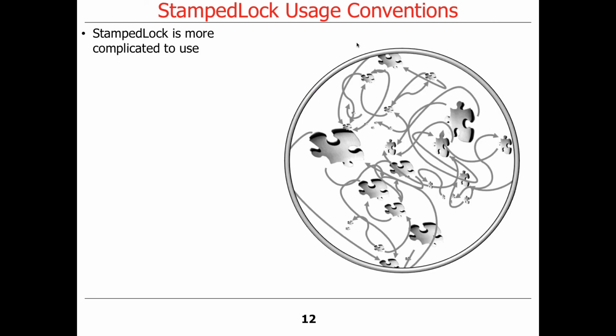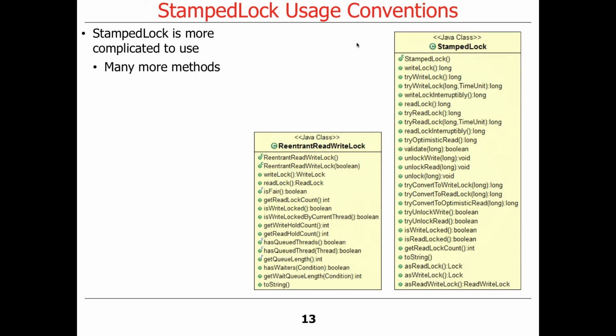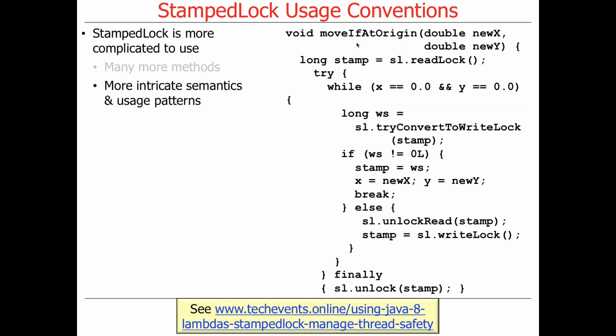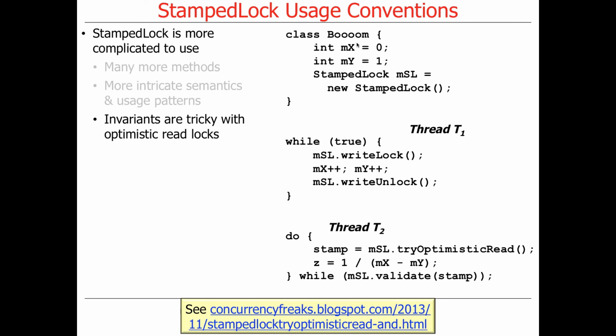StampedLock is more complicated to use than ReentrantReadWriteLock. There are a lot more methods, as you can see here. It has more intricate semantics and usage patterns, like the stuff we were talking about a few minutes ago with respect to lock upgrading and conditional writes and so on. You can take a look at this link for a nice tutorial where the speaker, Heinz, goes into a great deal more detail about all these different approaches. And then there's also the following.